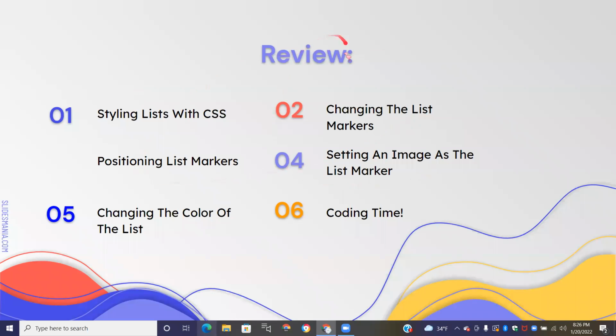So guys, for review, first we learned about styling lists with CSS. Then we looked at changing the list markers, then positioning list markers, then setting an image as a list marker, and then changing the color of the list. And then finally we did some coding, and we also learned about this new website called Icons 8.